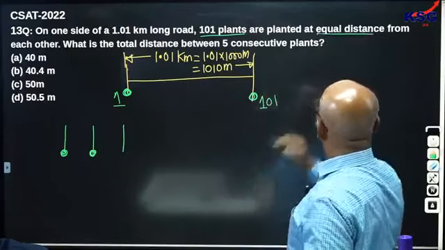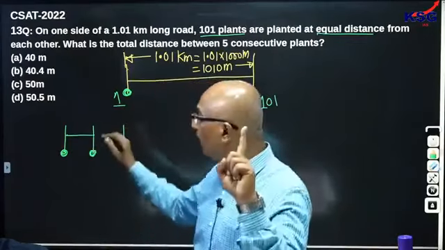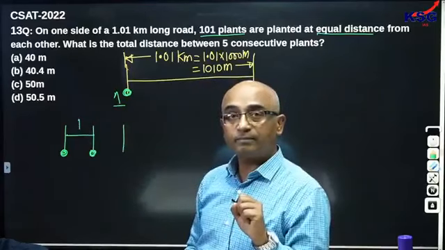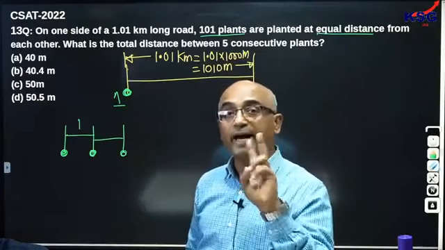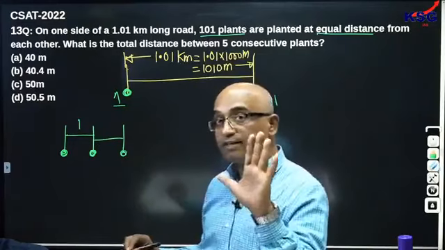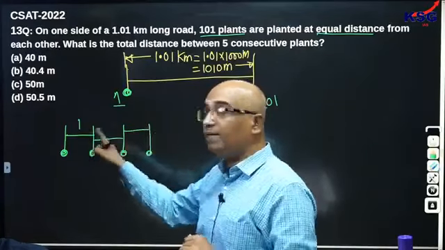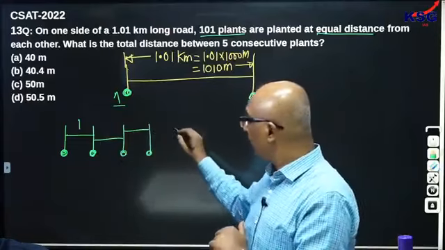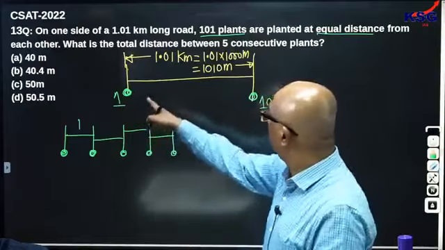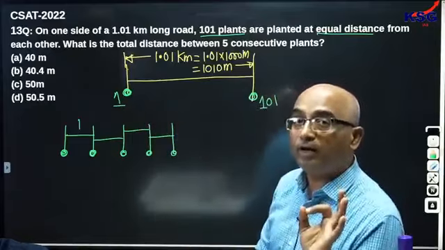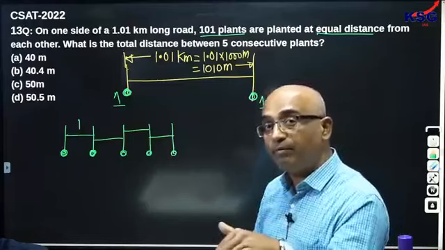They are planted at equal distance from each other. See here, in case of two plants, one gap will be formed. In case of three plants, two equal gaps will be formed. Try to understand this discussion. In case of four consecutive plants, only three equal gaps will be formed. In case of 5 plants, exactly 4 equal gaps. It means to plant 101 plants, the equal gaps will be only 100. Only 100 gaps will be formed.